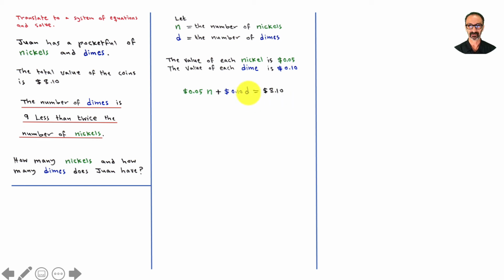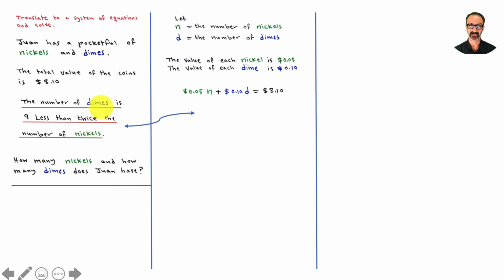If I have 2 dimes, 2 times 10 cents, that's 20 cents. And that's how we add up the values, the total amount of money, to $8.10. Now looking at this one right here, I want to take it to the side instead of rewriting it and point to it. Here we go.